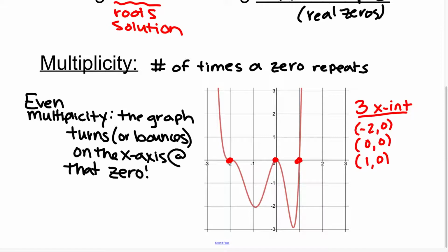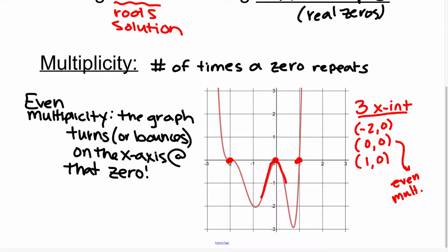Turn on the axis at x equals 0, right? You see that your graph is coming up. It's in the negatives and it touches the 0, so then your y value is 0. But instead of crossing over into the positive, it just turns right back around. So that means that (0, 0) has an even multiplicity because we can see on the graph how it comes up, touches, and turns around.